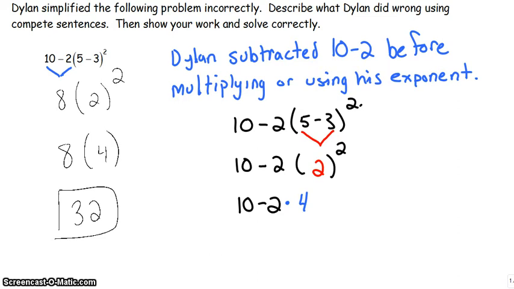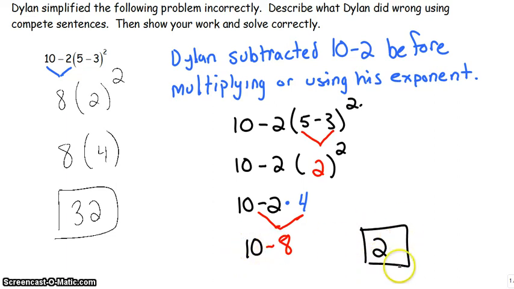Here it's become a simple order of operations problem where I'm going to do my negative 2 times 4 and get negative 8. The only thing I haven't used now is my 10. 10 minus 8 is 2 for my final answer. So when I use the order of operations and I follow them correctly, then I'm going to get 2.